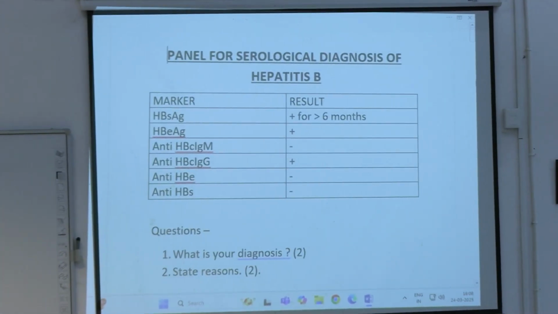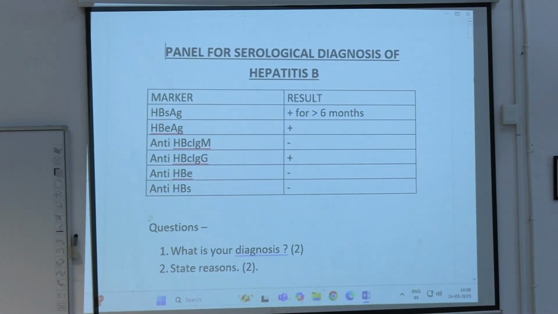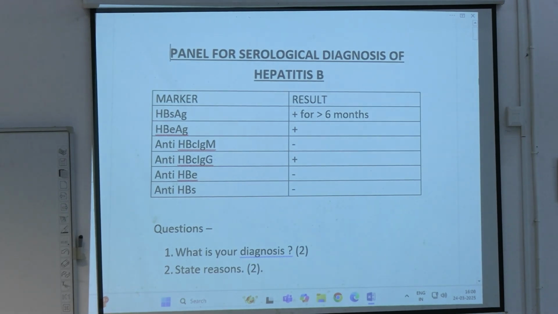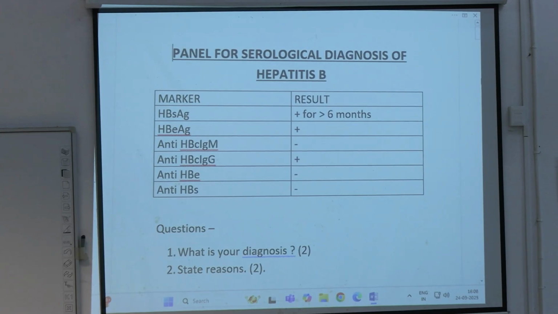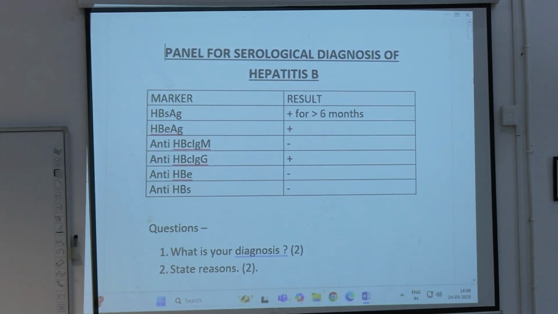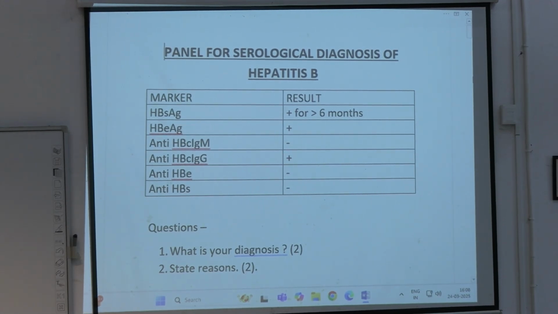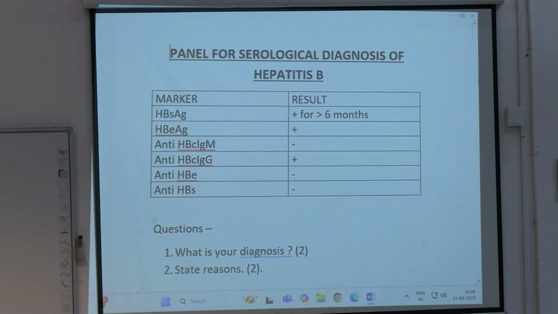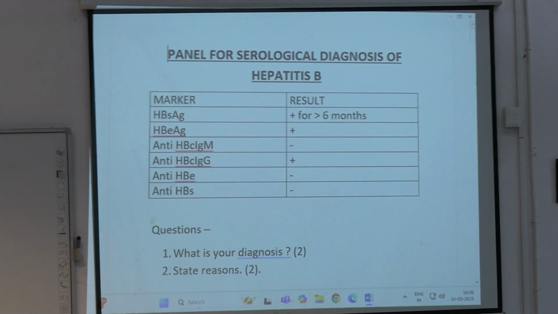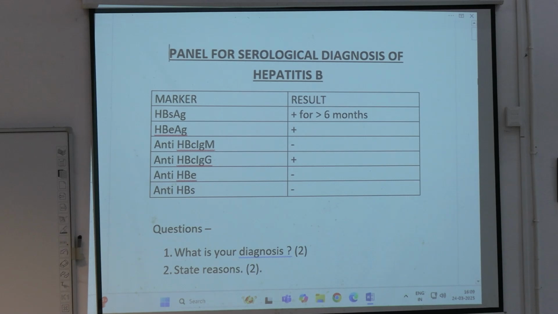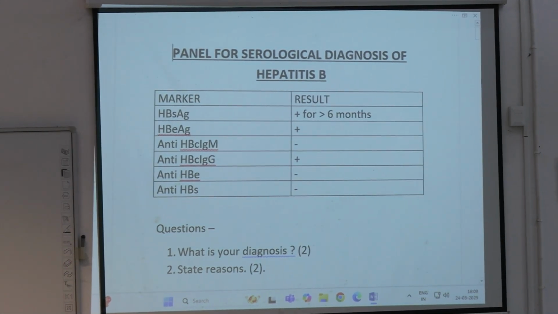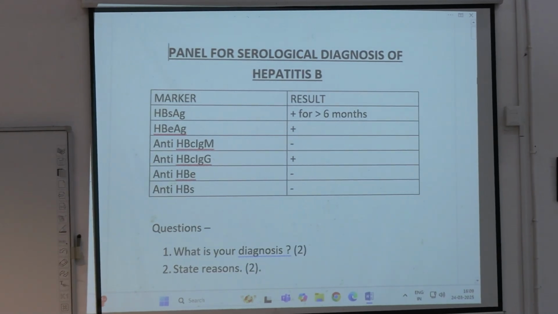So that means this is a case of chronic hepatitis. So the serology status says that HBsAg is present for more than 6 months. So it is a chronic hepatitis case. The person is probably a carrier of hepatitis B virus, and the next step is to diagnose whether the person or carrier is on high infective status or low infective status.